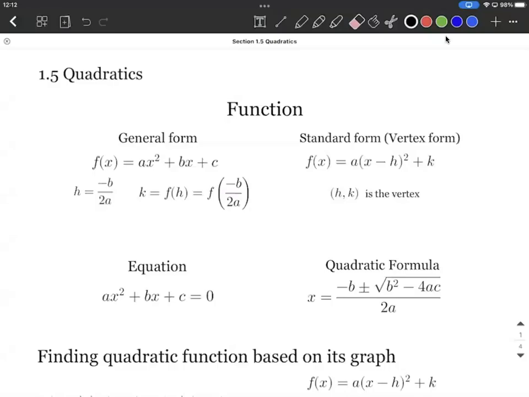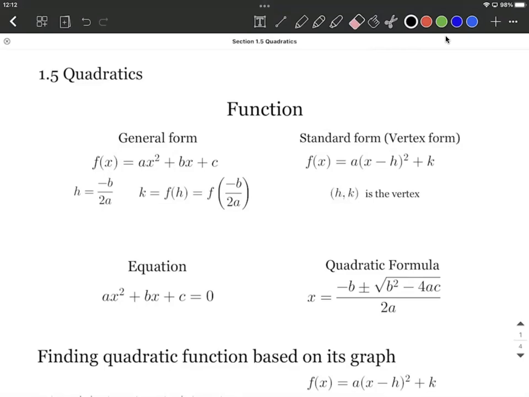Okay, 1.5 quadratics. So we have quadratic functions where we have a function name on one side, and we have a couple different formats. We have the general form, where it's basically expanded, right? Where we have ax squared plus bx plus c, or we have the standard form. Sometimes this is referred to as the vertex form. (h, k) is always the vertex. I'm not sure why we use those letters, but that's what we use for the vertex.